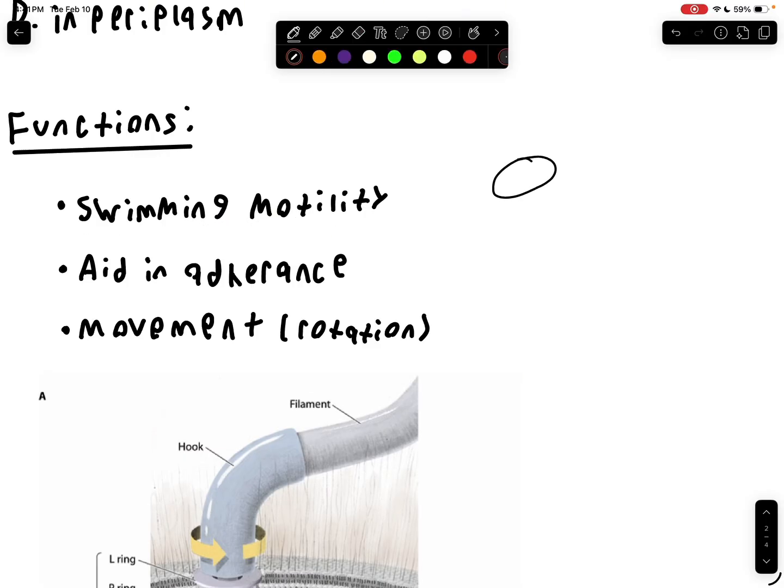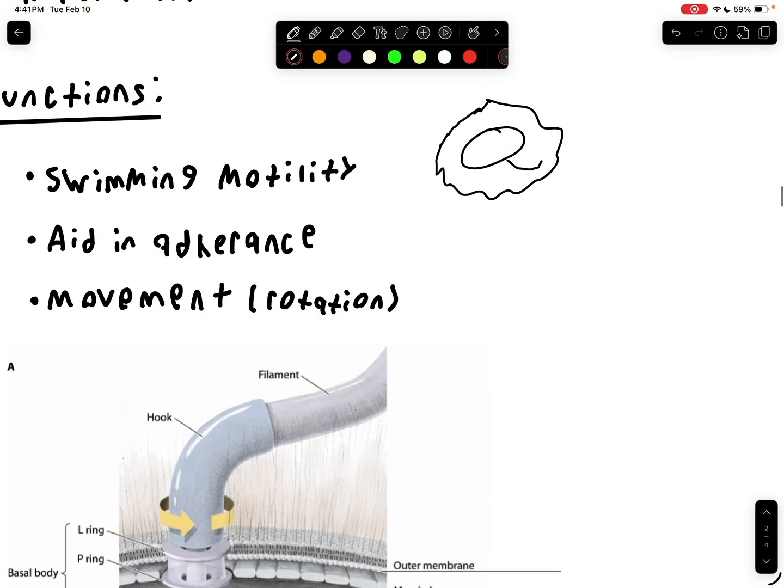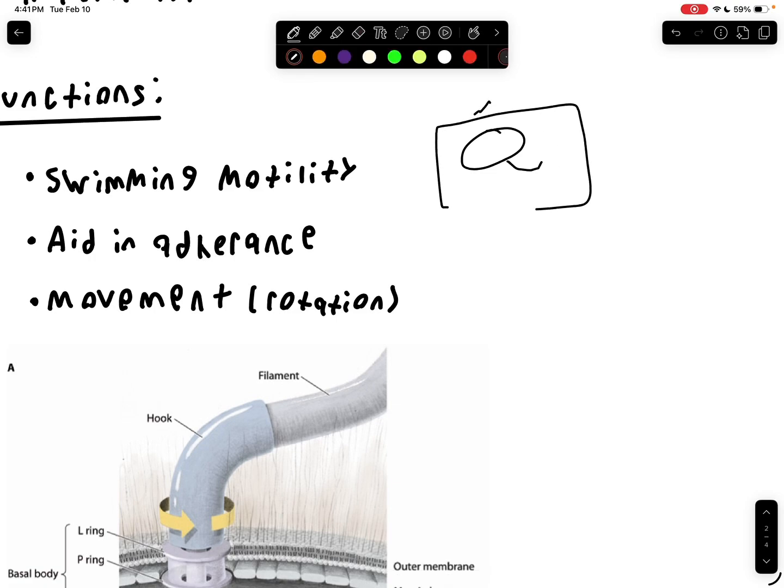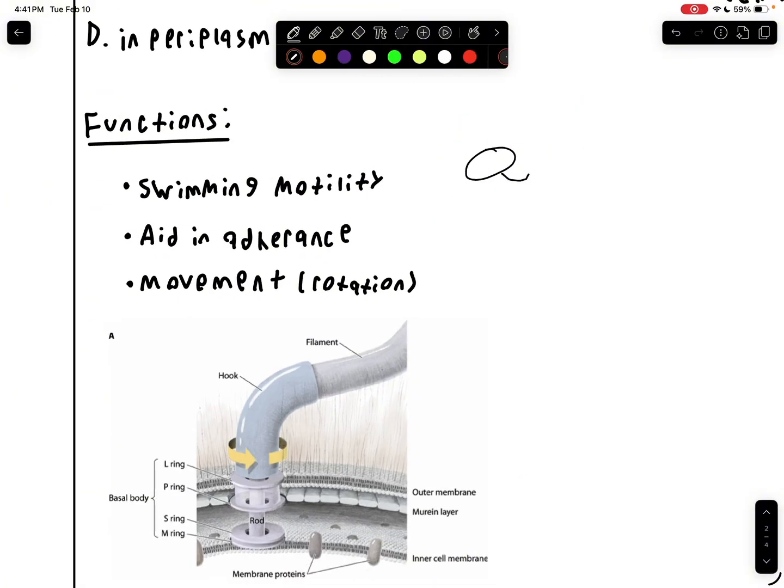So if you're a bacteria within some kind of liquid media, you're able to move around using your flagella. Now, it can also aid in adherence. So you can imagine if you're on a surface, you can use your flagella to stick to that surface. The other thing is it can move, right? Whether that's swimming or on a hard surface. That's why we call this swimming motility versus movement.